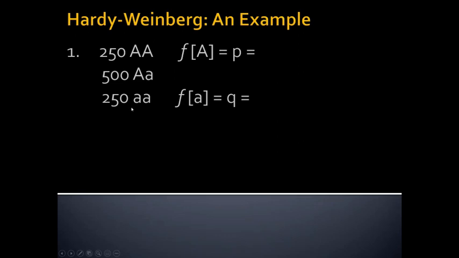And 1,000 is a pretty good sample. You can usually get pretty accurate results with 1,000 individuals in your sample, assuming you're sampling fairly randomly. So I go in and I sample and I get 250 homozygous dominant. I get 500 heterozygotes and 250 homozygous recessive.